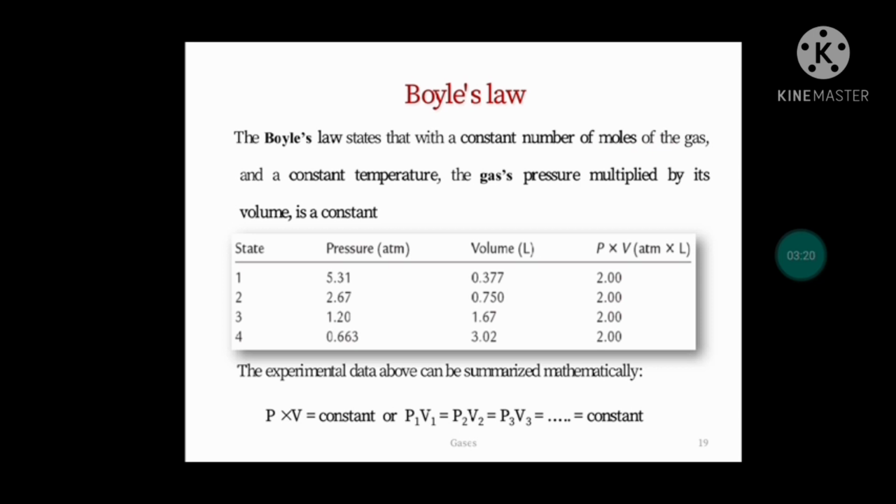Again, the statement here is constant number of moles and constant temperature. In that case we have P times V equal to a constant. So we can say, for example, P1V1 is equal to P2V2, or P3V3, that is a constant.